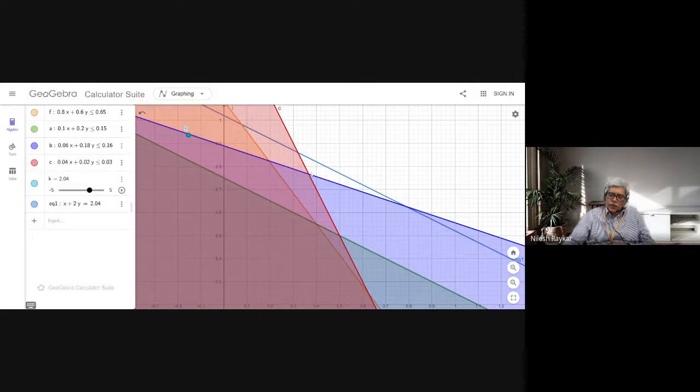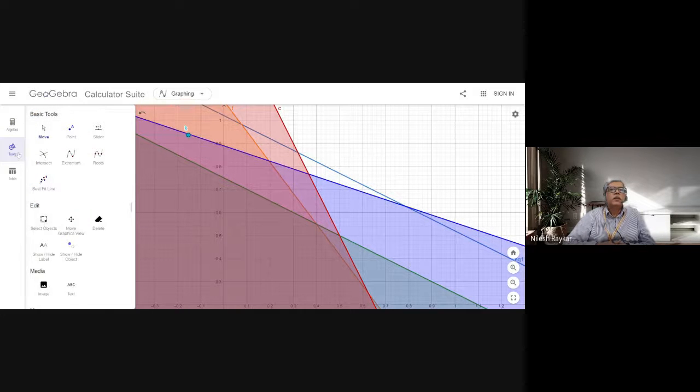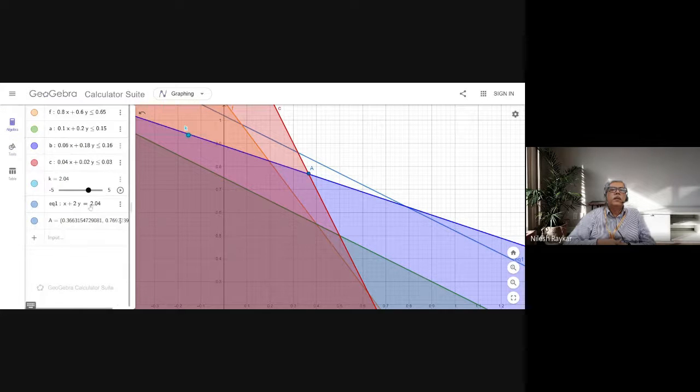On the left hand side, there is something called tools. If you go to tools, there is a point option. Point A is there. If you click on that point, it will select that point, and then go back to algebra. There the coordinates of A would be shown. So that is the solution.